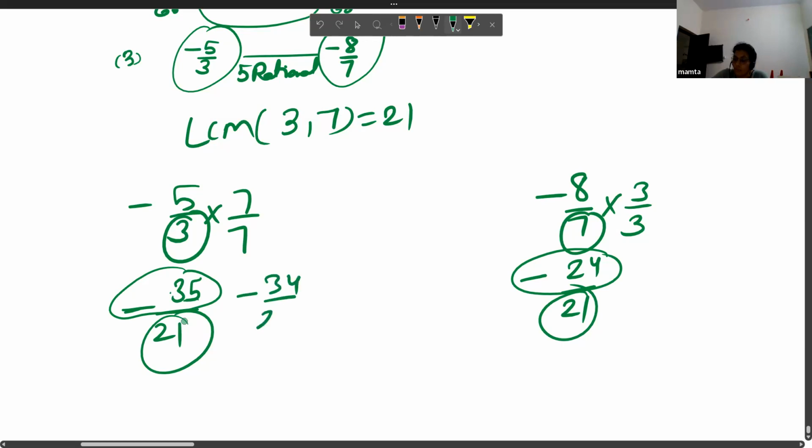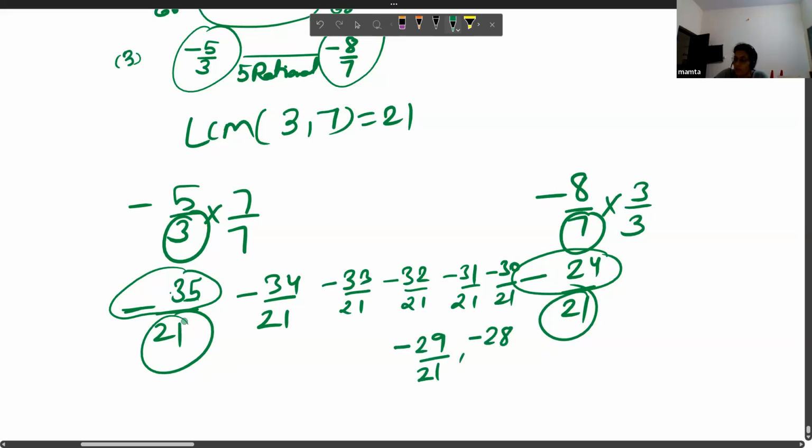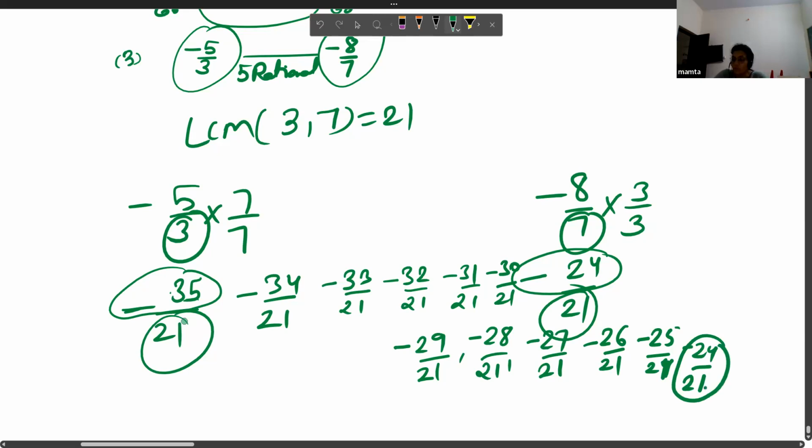So minus 34 by 21, minus 33 by 21, minus 32 by 21, minus 31 by 21, minus 30 by 21, minus 29 by 21, minus 28 by 21, minus 27 by 21, minus 26 by 21, minus 25 by 21. Next would be minus 24 by 21. So this is our last number. So these are the middle numbers.